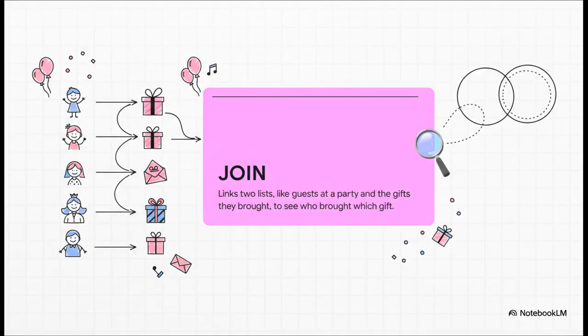It sounds technical, I know, but at its heart, the idea is super simple. It's just a way to match up related things from different lists. And this party analogy we see here makes the whole concept really click.